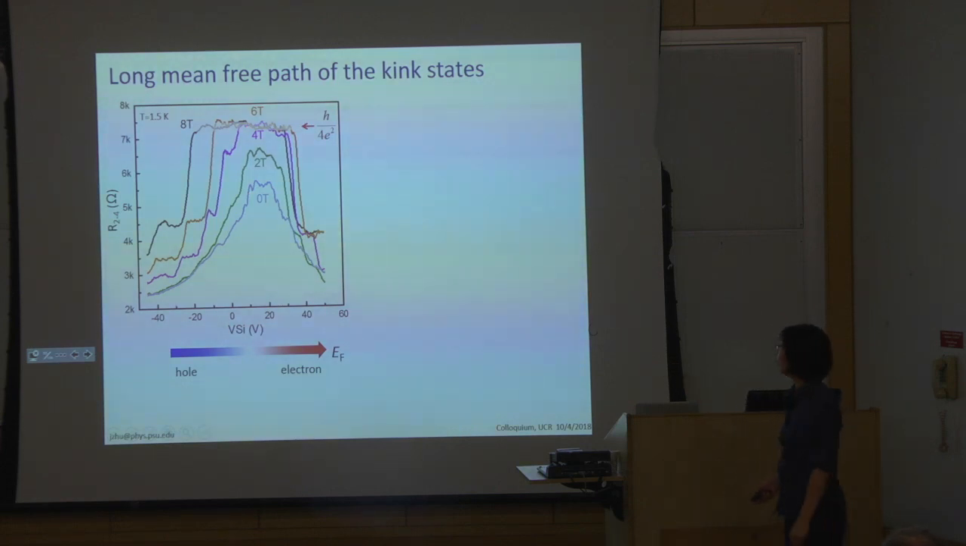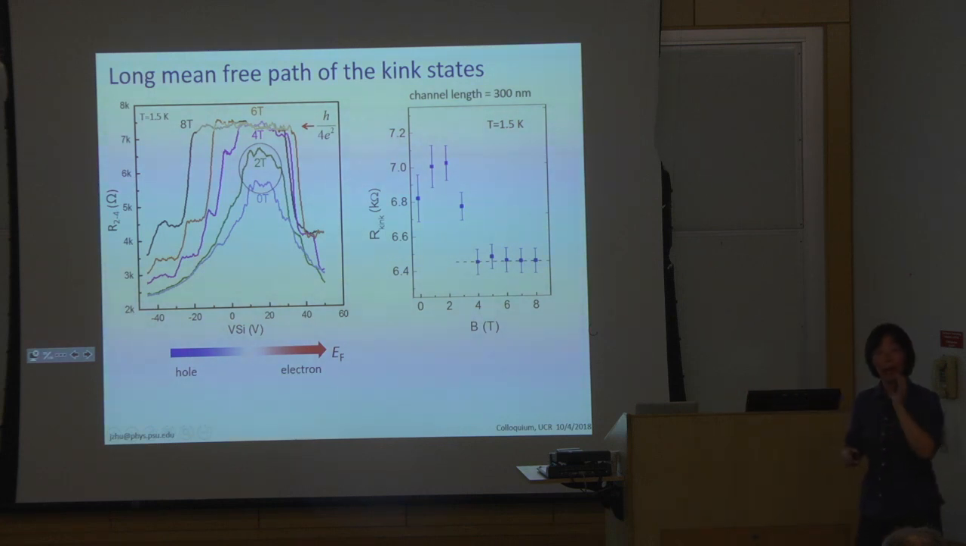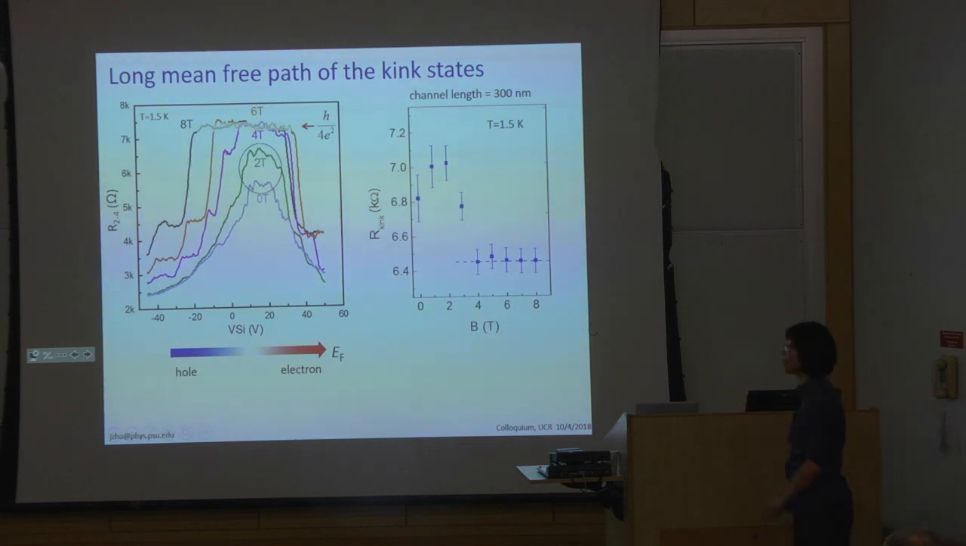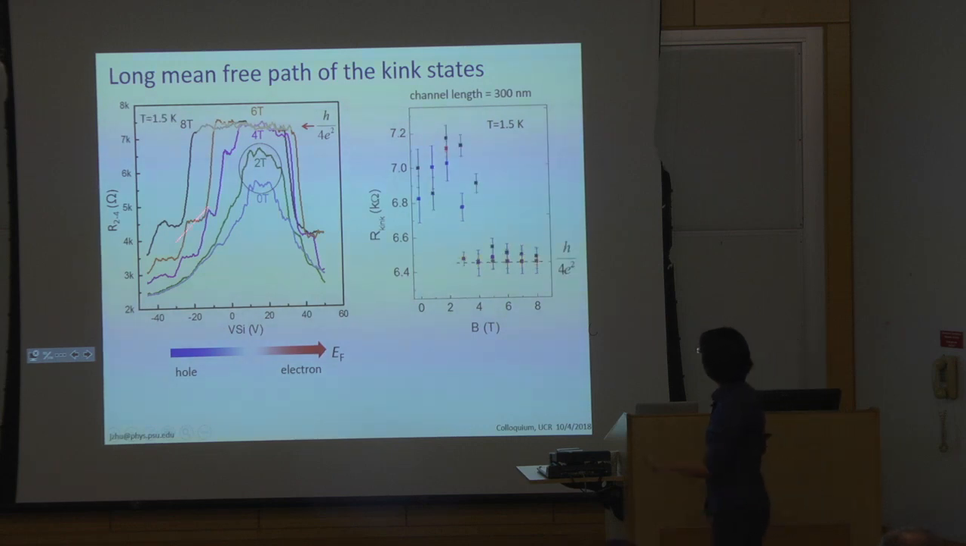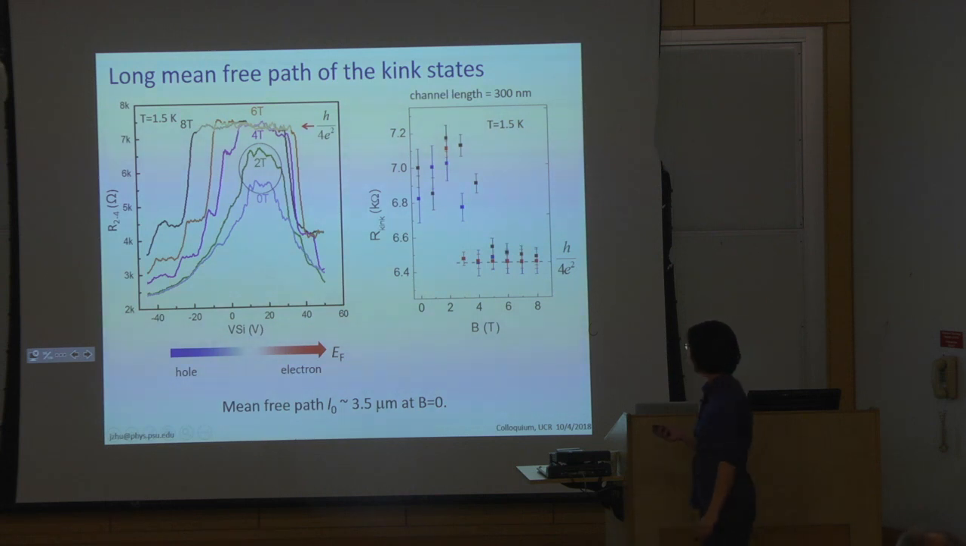So with that model, we can in fact back out the resistance of each channel of just the kink, and it turned out to be roughly around 7 kilo ohms at B equals 0. So we're not entirely ballistic yet, but getting there. Hopefully in the next set of samples, we will be entirely ballistic. A few more samples roughly corresponds to a mean free path of 3-4 microns. So that's sort of about the state of the art in this system.